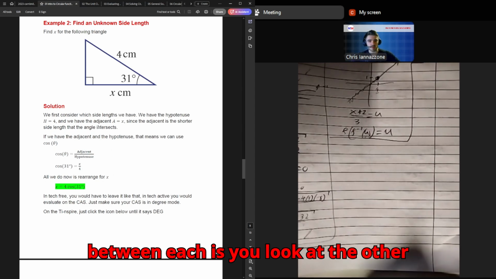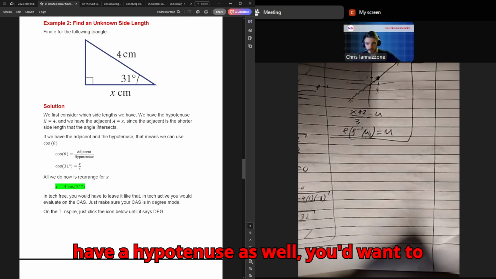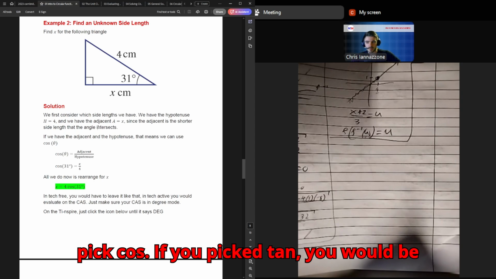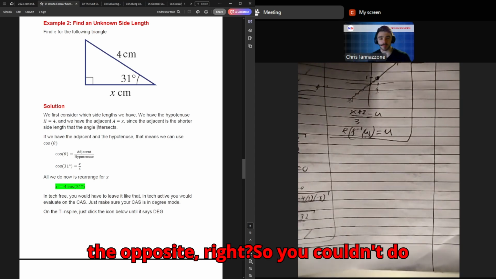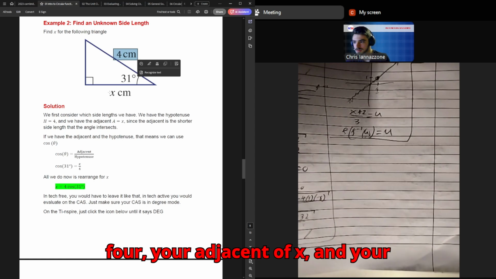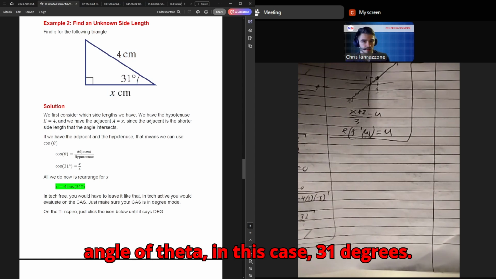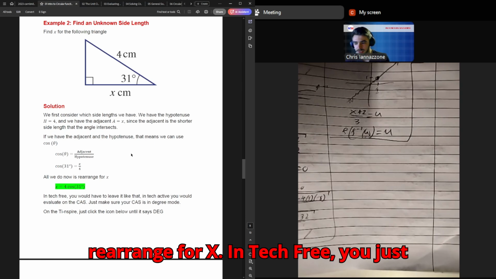The way you pick between each is you look at the other information that you have. Because you have a hypotenuse as well, you'd want to pick cos. If you picked tan, you would be in a situation where you don't have the opposite, right? So you couldn't do your opposite over adjacent. But in this case, you would have your hypotenuse of 4, your adjacent of x, and your angle of theta, in this case 31 degrees. So all you do is sub all the known values into there and then rearrange for x.